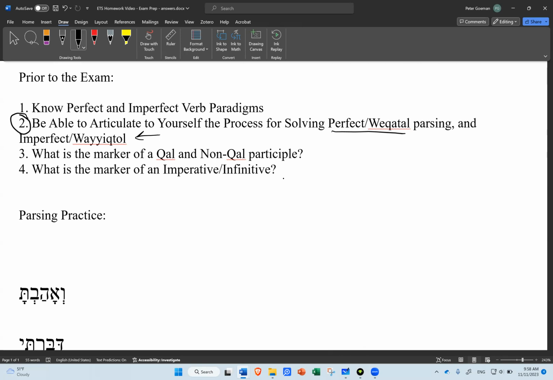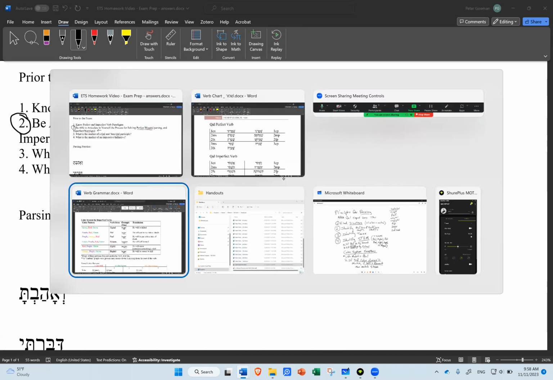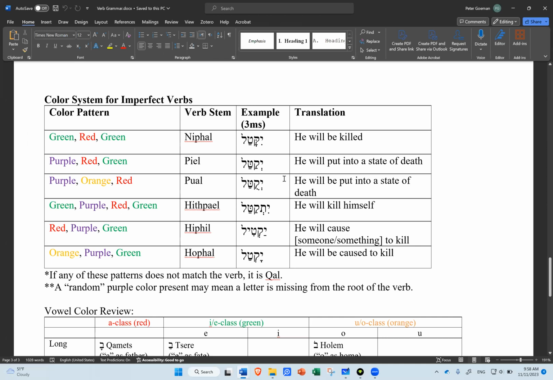When you think of those, it's going to follow a very specific color pattern. And that's where, when you think of the chart which I've given to you, it's going to be green, red, green, purple, orange, red, green, purple, red, green, etc. Now, these color patterns, which match vowel patterns, red are A class, green or I-E class, those are crucial. Okay, those are crucial when we're thinking through the parsing for these verb stems. So if it's imperfect or vayiktol, you go by the color system.